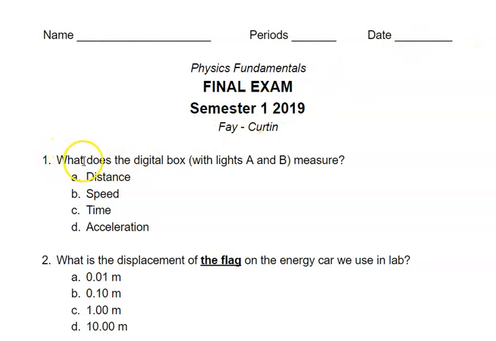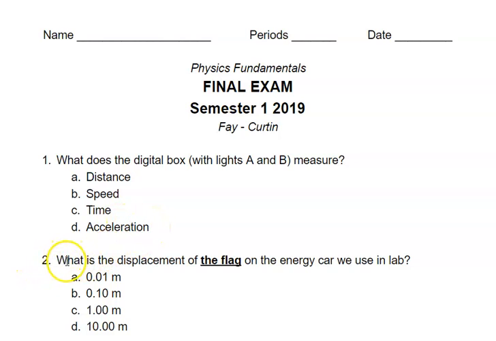Question 1. What does the digital box with lights A and B measure? A. Distance, B. Speed, C. Time, D. Acceleration.